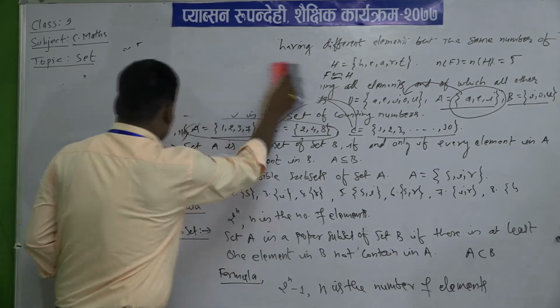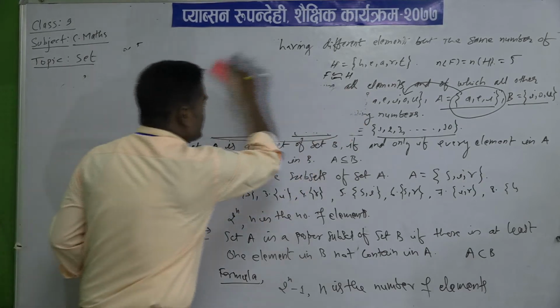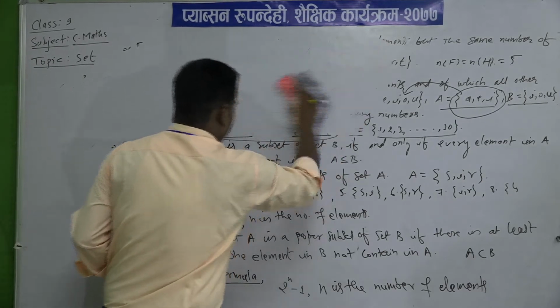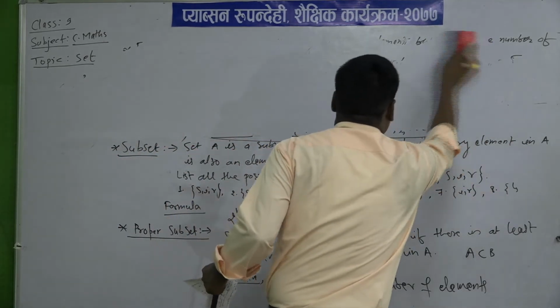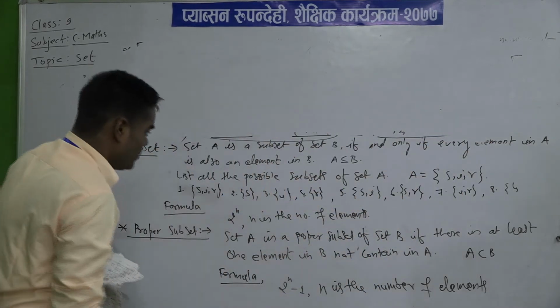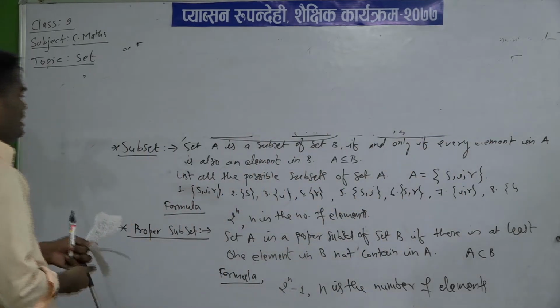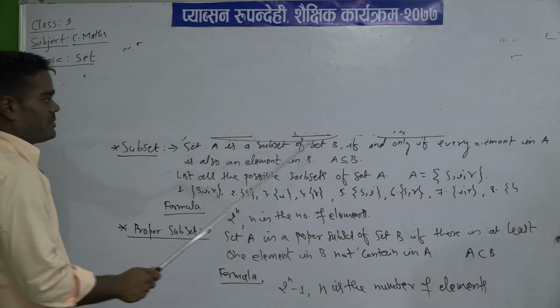And then after, what is a subset? We have just studied some clues about subsets in relation to the universal set. So, here, same thing. What is a subset? Set A is a subset of set B.